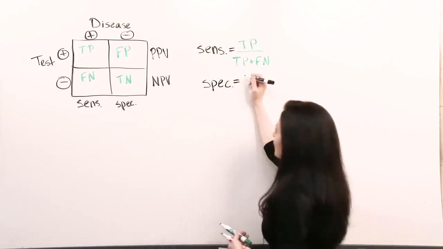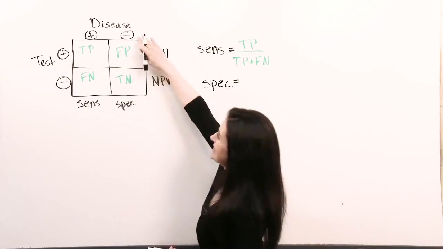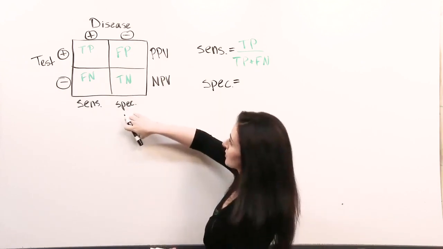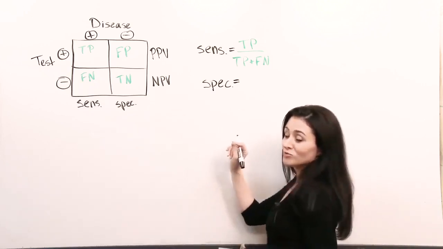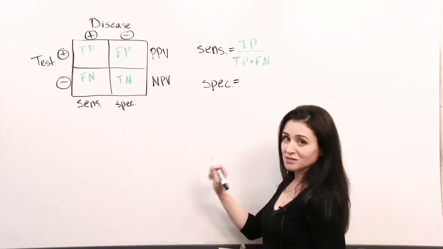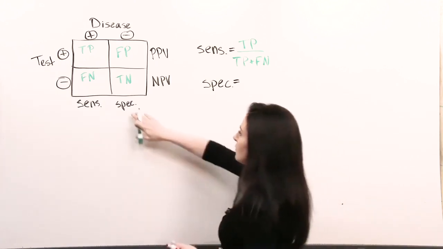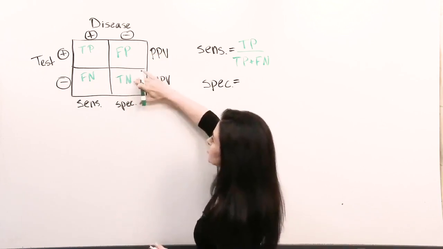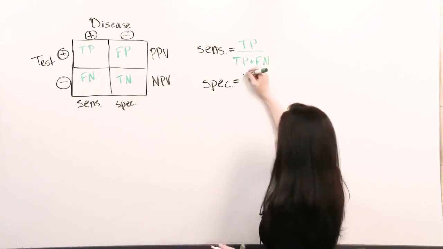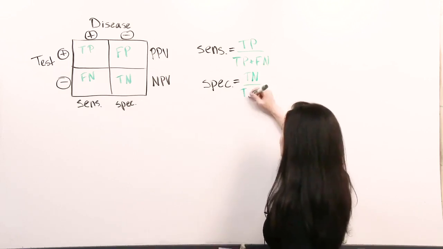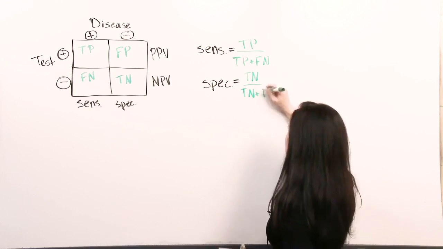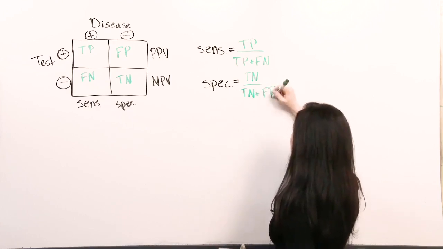So specificity, remember we are looking at the disease negative column. We are looking at people who do not have the disease. And remember again, true is going to go on the top and the sum is going to go on the bottom. And so true within this column is true negative, and our sum is true negative plus false positive.